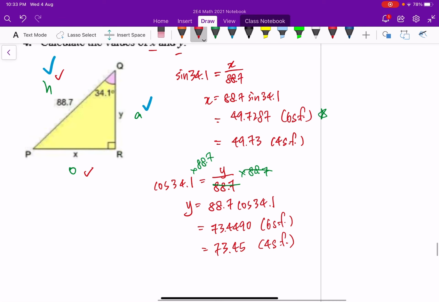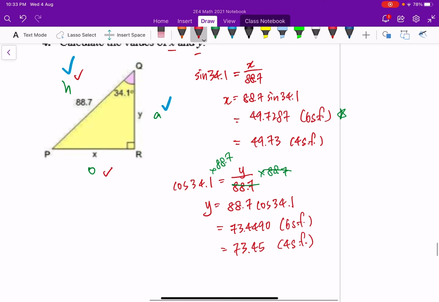Just now I did mention that there is more than one way of solving it. So what are the other ways? The other way is this. If I have found my x value and I want to recycle the number, this 49.7287, remember, never use your fully rounded number for your next step, because intermediate working cannot be fully rounded off. So if I use this number, I can use tangent to find y. I will still be able to get the same y value.